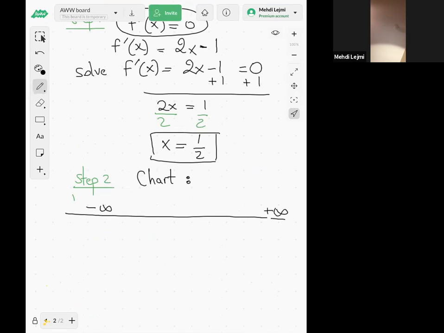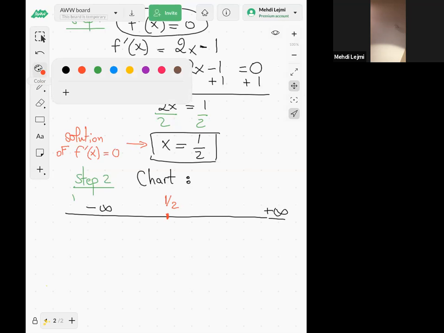That's my domain. Anyway, on this chart, guys, you have to put where the solution of f prime of x equal to 0 is. So f prime of x equals 0 when x is equal to half, right? So I'm going to put half on this number line, from negative infinity to positive infinity. That's where my derivative is 0. So this is a solution of f prime of x equal to 0, right?